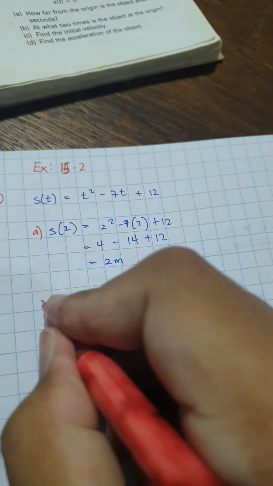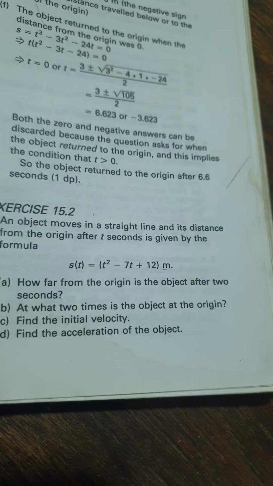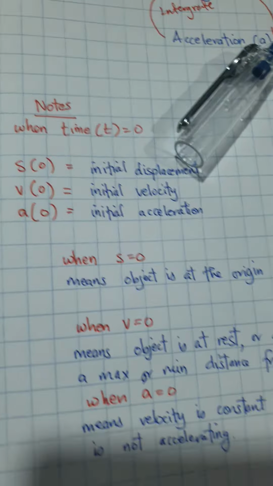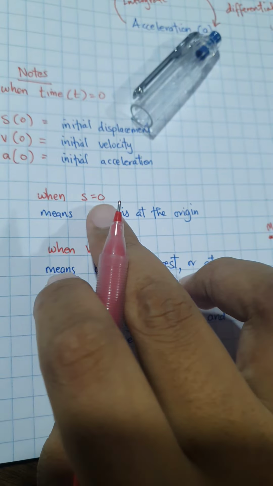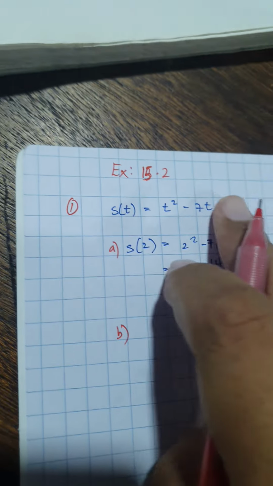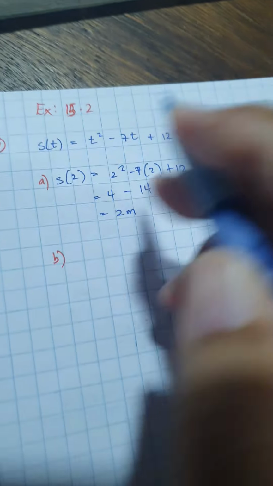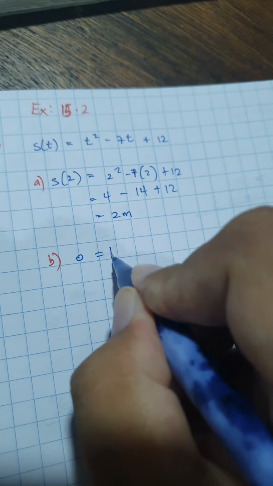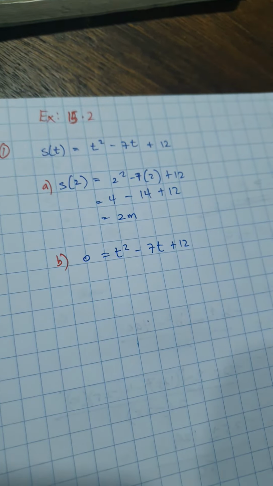Okay, for B, at what two times is the object at the origin? When the object is at the origin, this is where s equals 0. So we make this formula equal to 0. That would be 0 equals t squared minus 7t plus 12.